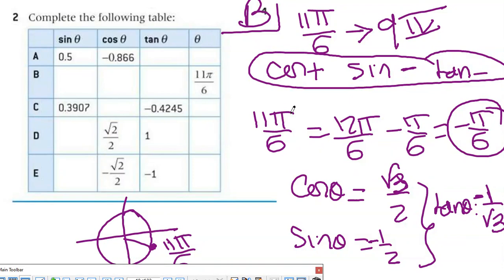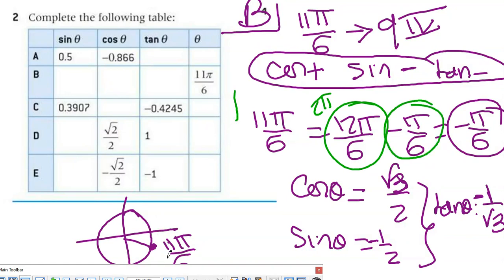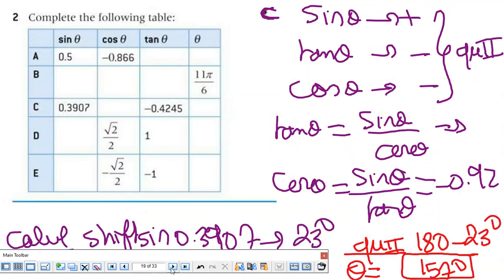If I decompose 11 pi over 6, it's 12 pi over 6 minus pi over 6. So 12 pi over 6 means it's 2 pi, so it's a whole turn. So as I'm doing minus pi over 6, I'm now in quadrant 4. It's here. And this is one of the special angles. Cosine is radical 3 over 2, and sine is minus half. And if I want to find tangent, it's sine over cosine. It's minus 1 over radical 3 or minus radical 3 over 3.